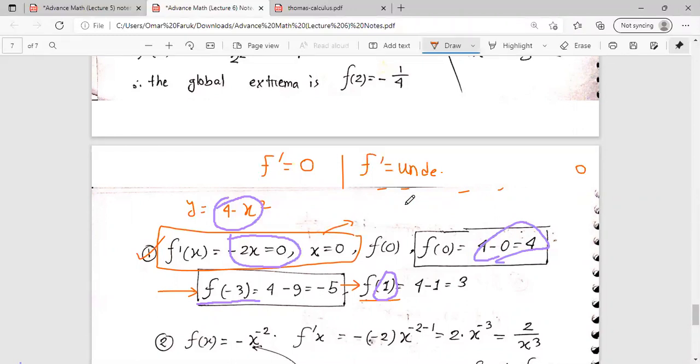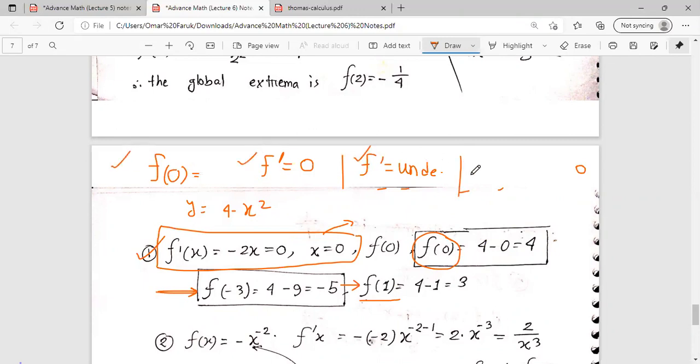Okay. So to find the global extrema means the highest point and the lowest point. Here our highest point is f of 0, so we also need to find f of 0. We have to find the derivative of f equal to 0, and also f of 0, and also our endpoint values. So one thing, two things, three things, and a fourth thing.